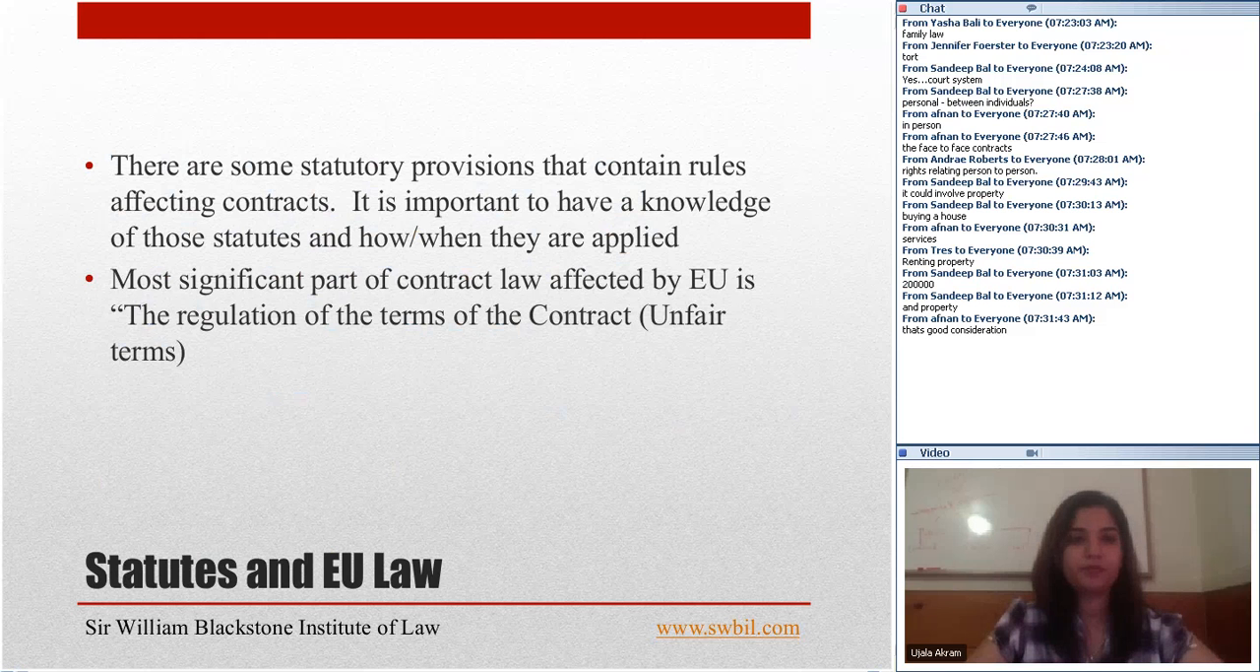As you study contract law, there are going to be some more problems or complications that you're going to face. One of those are statutes and EU law. So as you know, most of our principles that are developed in the courts are through case law. So having said that, please keep in mind that some statutes are also important, as they contain important principles of English contract law.